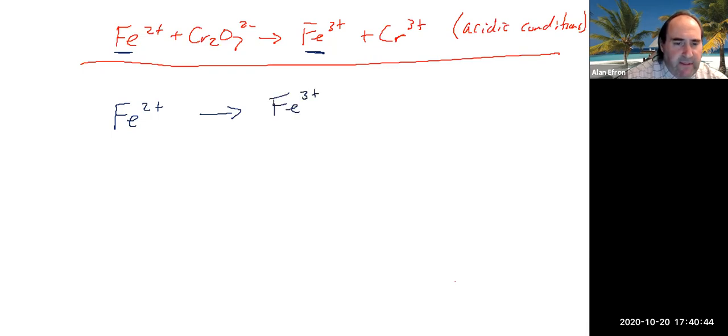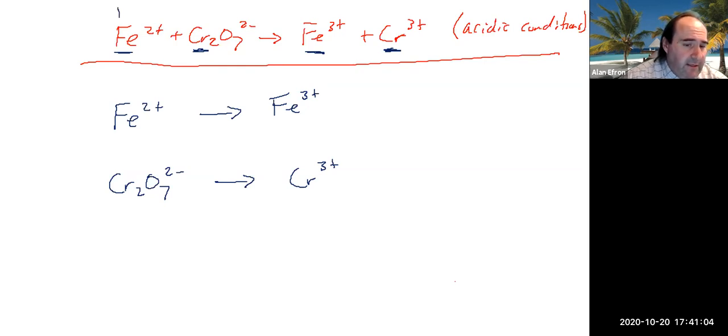And then obviously the other one has some chromium in it, and that would be our other half reaction. So these are splitting our reaction into the two half reactions, one being an oxidation half reaction, one being a reduction half reaction. The way you could do that is look at oxidation numbers.